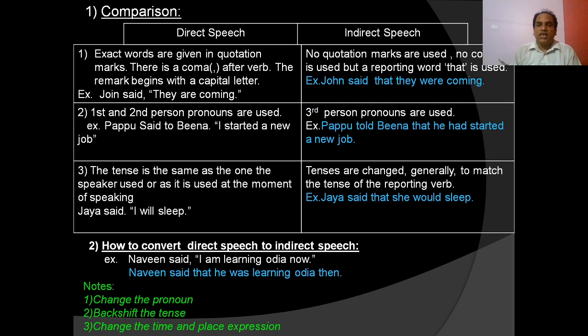But in indirect speech, no quotation marks are used and no comma is used, but a reporting word "that" is used. You see the example. John said that they were coming. There is no comma after said and no quotation mark, the reporting word "that" is used, and there is also a change of tense.